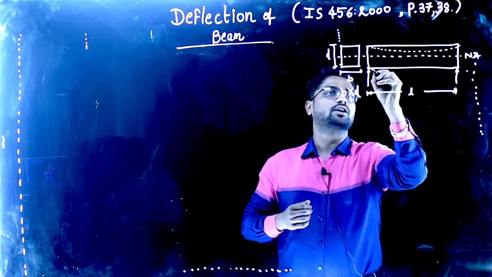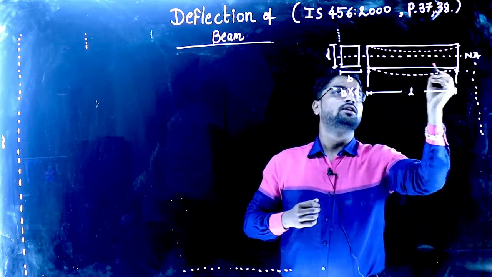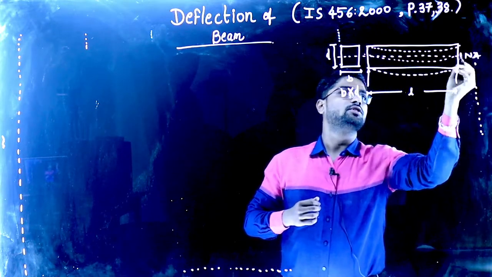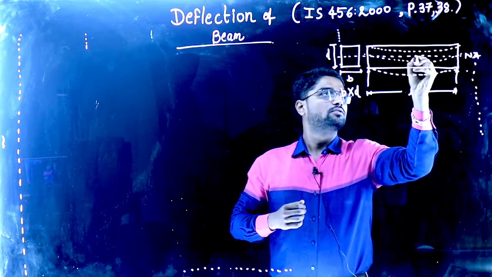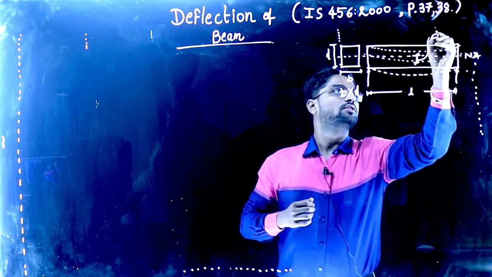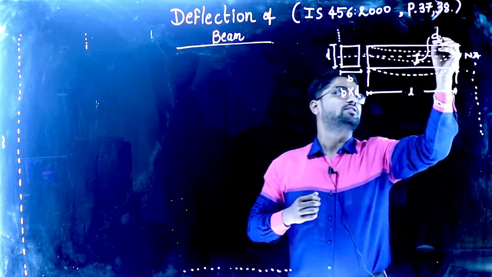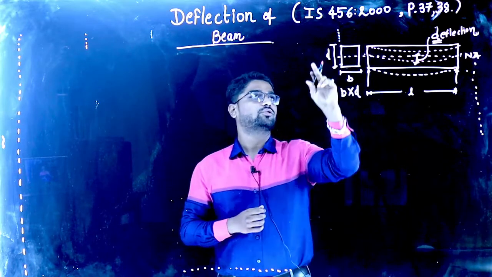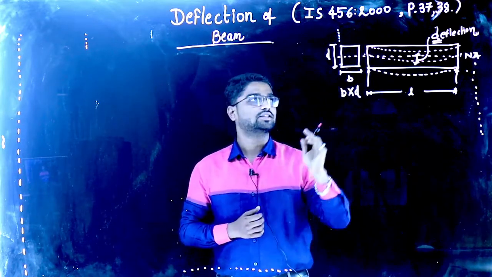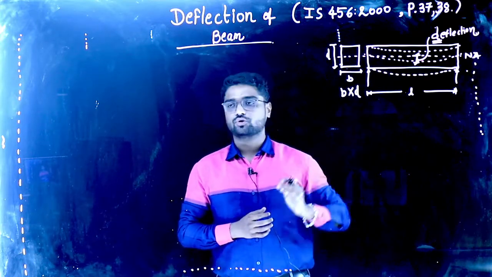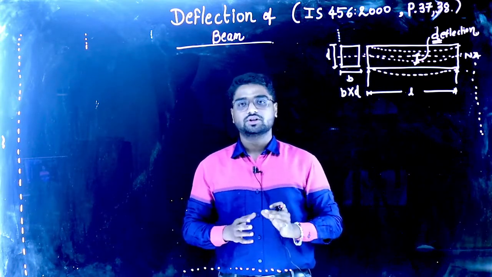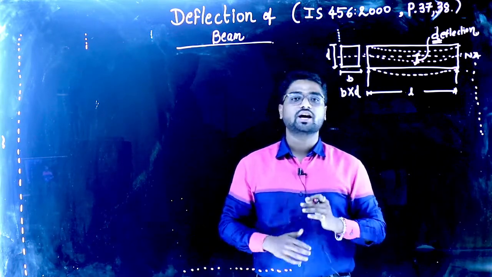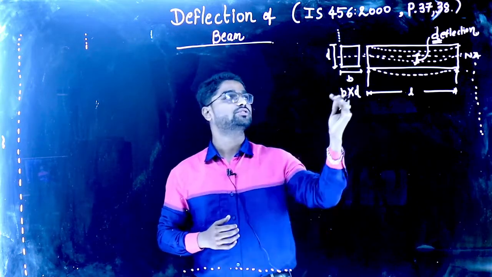That shape, suppose we consider like this, then at that time this neutral axis also will change its position. So here we can see there is some distance d. That distance d we can consider as deflection. According to IS 456-2000, on page number 37 and 38, there are some clauses given for this deflection, because in a beam, as per the limit state method, there are some permissible limits. So we have to check for that permissible limit. In today's session we are going to learn that.